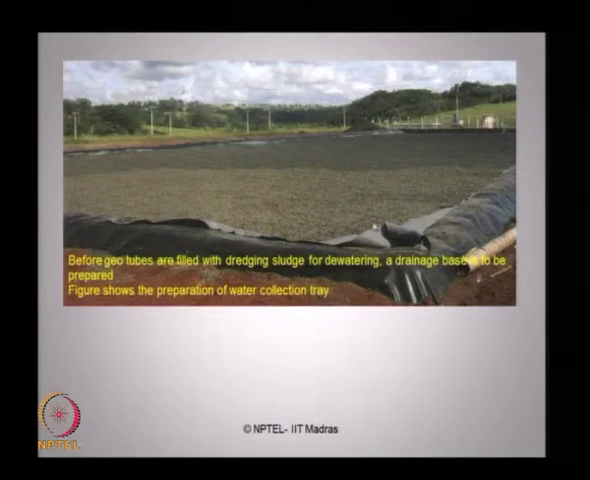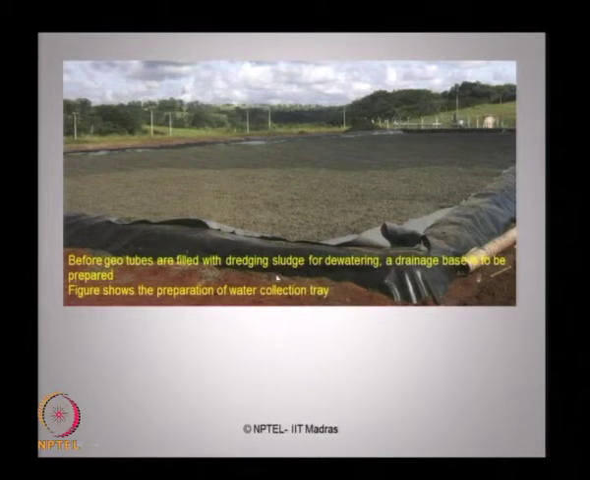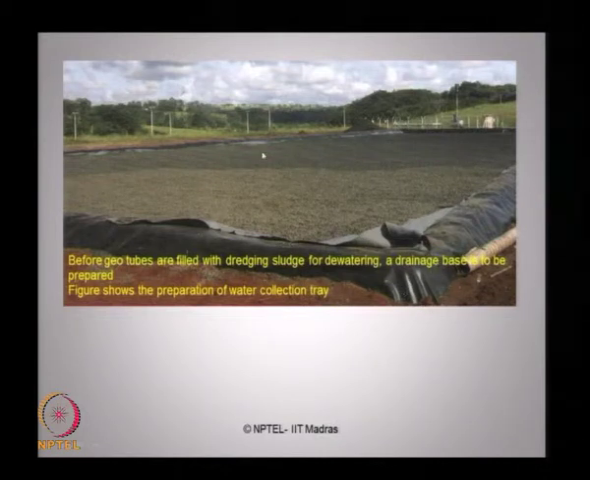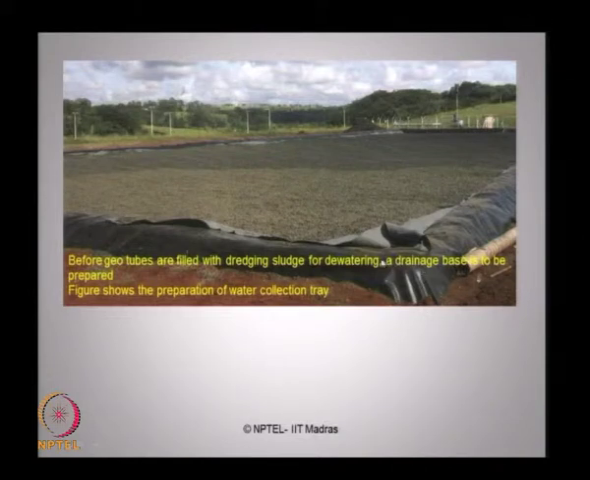So, you can see here from this photograph, before the geotubes are filled with dredging sludge for dewatering, a drainage base, as you see here, needs to be prepared. The figure clearly shows the preparation of a water collection tray, which has different drainage arrangements from where the drained water is taken away from the site, and such arrangements are provided all along its periphery and its corners of the drainage basin.